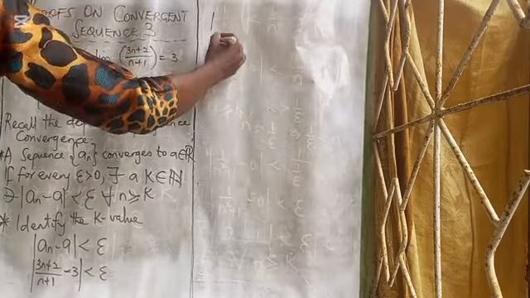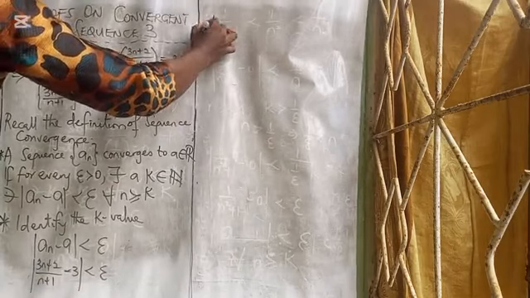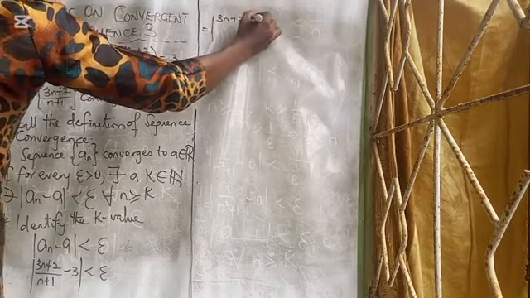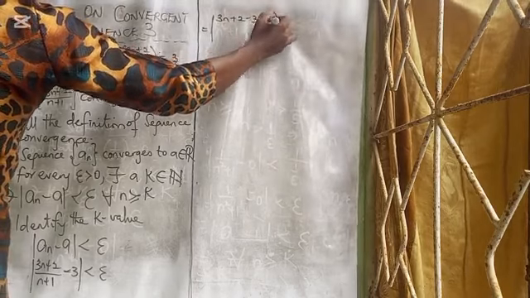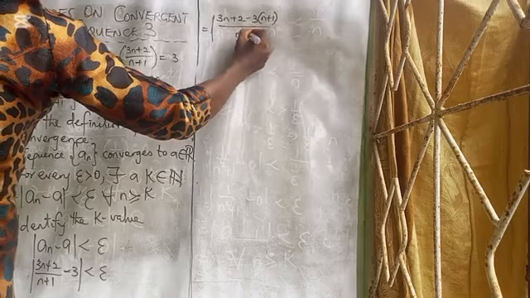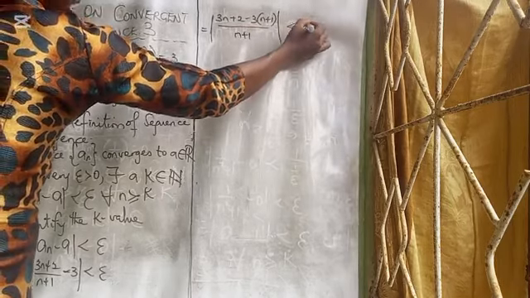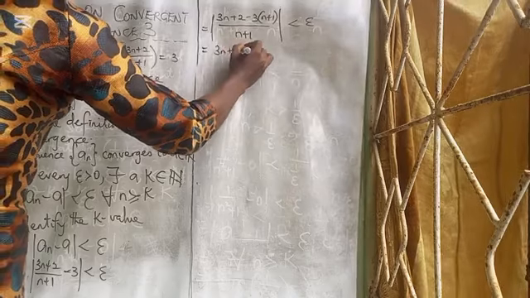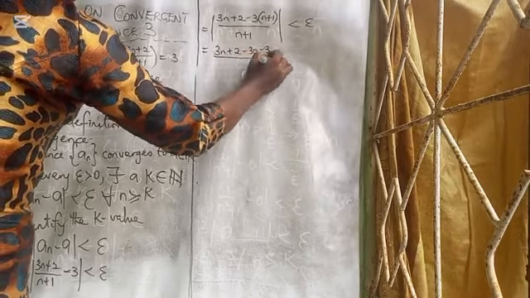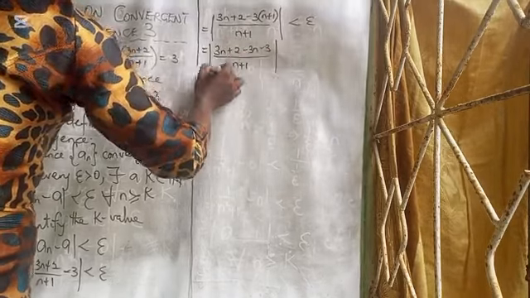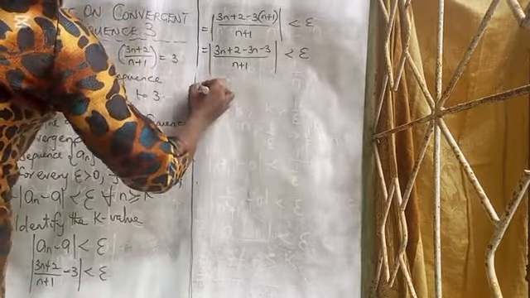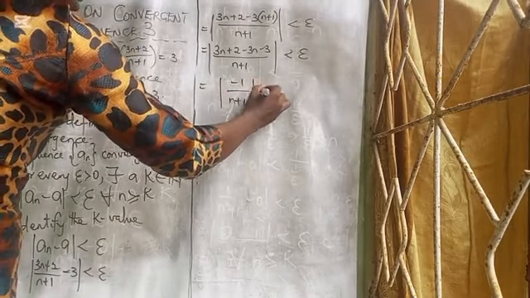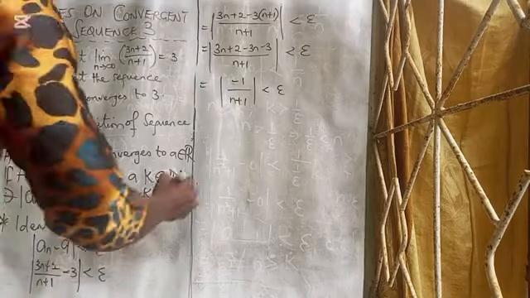And this gives me what? This gives us the absolute value of 3n plus 2 minus 3 times n plus 1, all over n plus 1, to be less than epsilon. And so this gives us 3n plus 2 minus 3n minus 3 over n plus 1, and that is less than epsilon. This gives us the absolute value of minus 1 over n plus 1 to be less than epsilon.